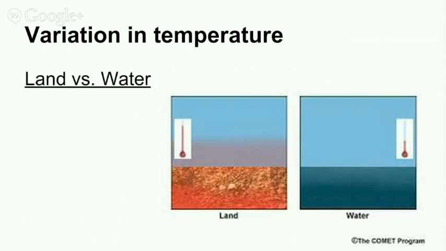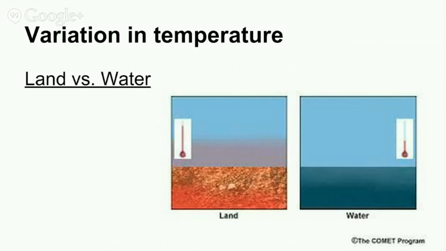And then we have land versus water. Land heats a lot more rapidly and releases heat more rapidly. So that means that over land, temperature variations are going to be much greater. So you might end up with hotter days and cooler nights. And then over water, it heats more slowly and releases heat more slowly. So the temperature variation over water is going to be a lot less drastic. Your daily high and daily low are going to be a lot closer together.